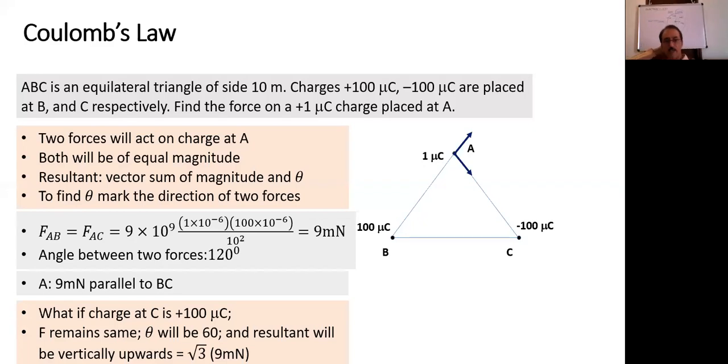What happens if the charge at C is plus? Can you answer without doing any calculation? What changes will take place? Can you first figure out what changes will happen? So what happens if the charge at C, see, earlier what was the charge? Minus 100 microcoulomb. It becomes plus 100 microcoulomb. Will the force on the charge at A remain the same or change?